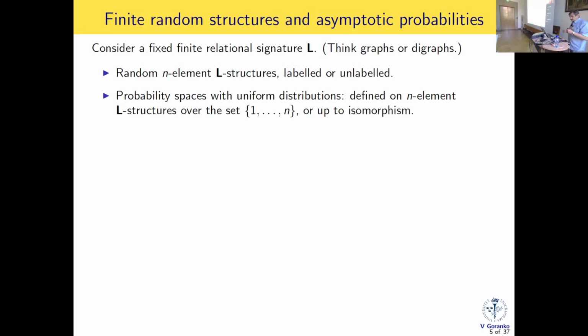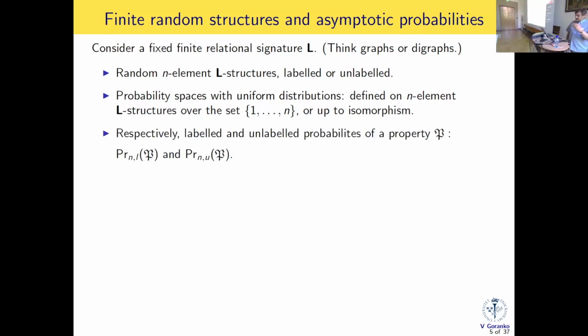For each of the two, we can then define the probability space, and we can assume uniform distribution for simplicity. In either case, we'll have finitely many elements of this space. This is for every fixed n. Then we can respectively talk about labeled and unlabeled probability for a given property of structures to hold on a randomly chosen such structure of n elements. So for every n, we have these two probabilities, and they are classical probabilities. And then the next step is to let n tend to infinity and see what happens.